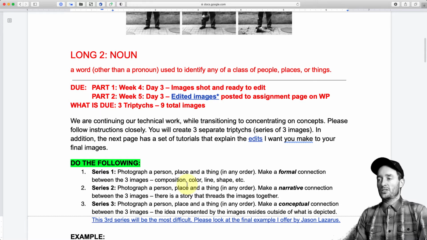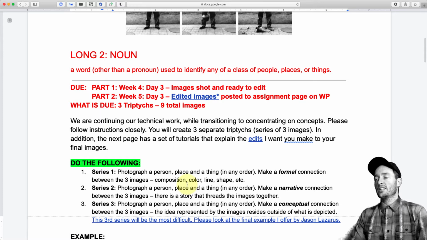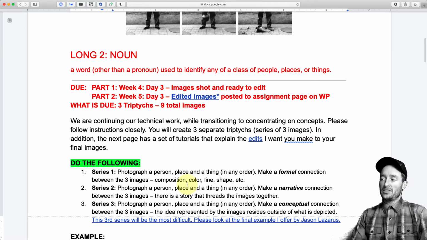Series 3 is going to be the hardest of the 3. You're going to create 3 separate images that have a conceptual connection, where the idea represented by the images resides outside of what's depicted or is more important than the images themselves. That's going to be the most difficult. I'm going to give you a couple of examples of that here in a second.